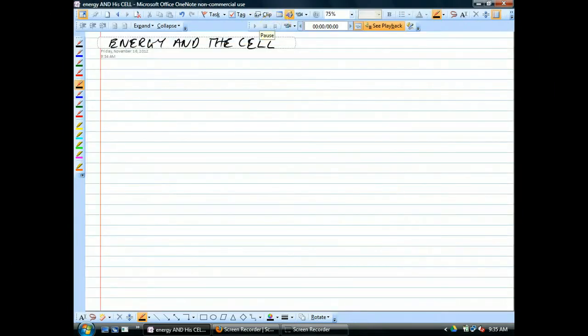So energy in the cell, we're talking about how our cells get energy, or how cells in general get energy. Now, when we're talking about how cells get energy, you guys probably already know this. Where does the vast majority of the energy that living things have come from originally? Where does it originally come from? The sun, right.